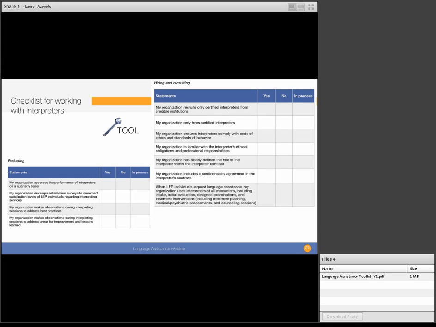Do you have a way for LEP individuals that use interpreter services to provide feedback? So this is an example of one of the tools that you can use to ensure that you have policies and procedures in place to work with interpreters. Next.